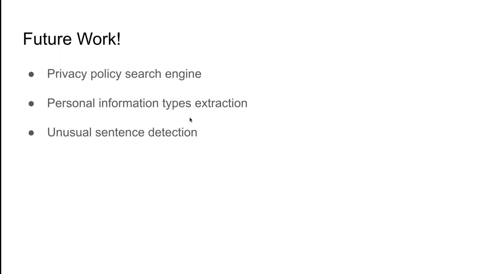And also we plan to look at how to extract unusual sentences from privacy policies. Here, unusual sentences are those sentences which don't often appear within a policy, and they can be looked at since they might be different from the sort of practices that are often conducted within privacy policies.